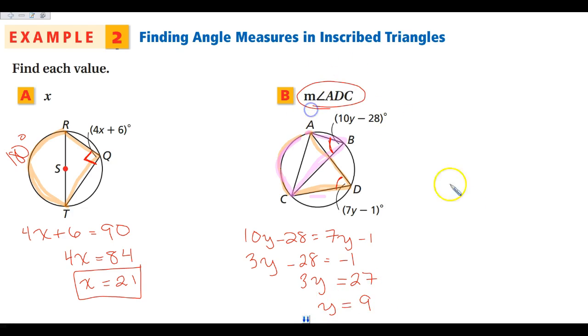Now, I want to find the measure of the angle. So the measure of angle ADC is going to be 7y minus 1, where y was 9. So 7 times 9 minus 1 is going to give us 62 degrees.